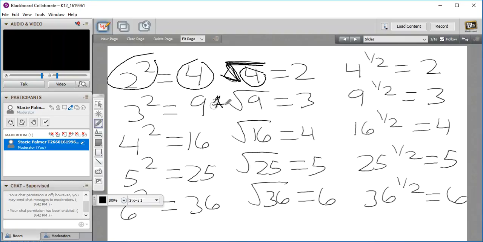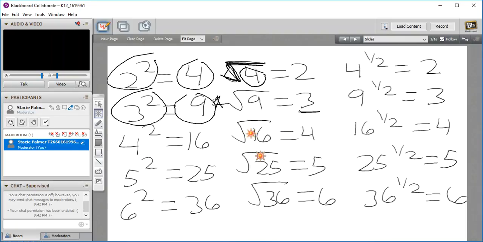The square root of 9. We're trying to figure out what number do we square that will give us a 9. So what number multiplied by itself twice gives us a 9? We know that answer is a 3. Okay, we know that 3 squared is equal to 9. Let's look at the next one.